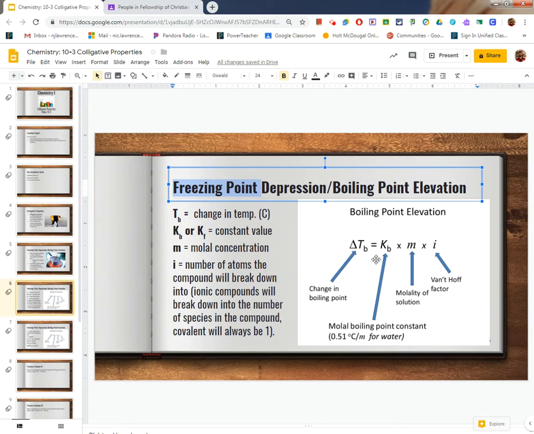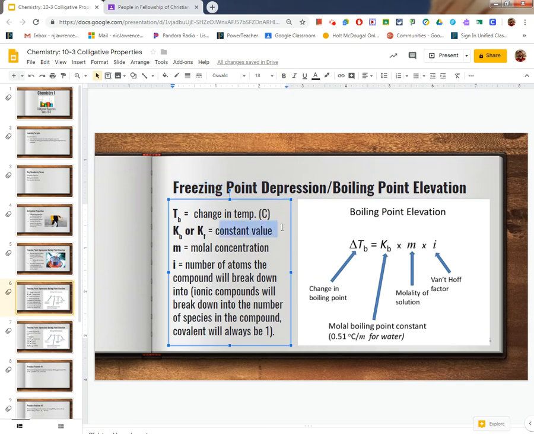We've already dealt with change in temperature a lot, not a big deal. We've dealt with constants a lot. This one happens to be a constant value for freezing point and boiling point, depression or elevation. We've talked about molality. Remember, molality is moles of solute over kilograms of solvent. And this i, the Van't Hoff factor, we haven't talked about before, but it's quite simple.